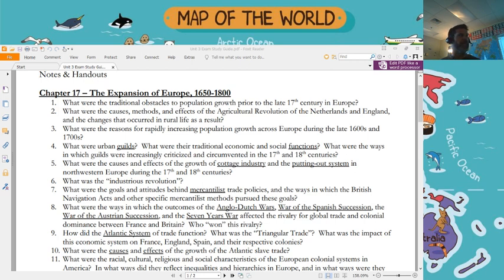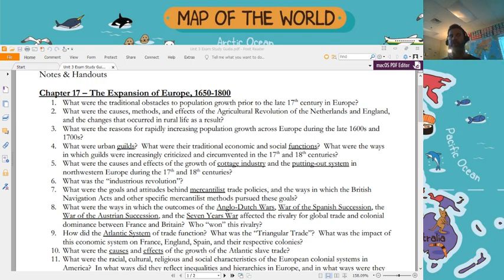You have new crops entering Europe from overseas, things like potatoes and corn, which in parts of England especially, and Ireland and Scotland, very far northern areas, become incredibly productive crops. But you also have intentional commercialization of agriculture.